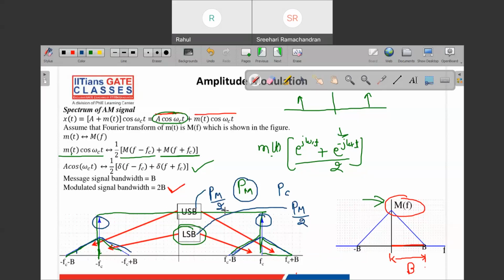Since in the frequency domain, the message is divided into two parts, one is the upper sideband, one is the lower sideband, you can say that the upper sideband contains half of the power and the lower sideband contains half of the power. So anything inside this rectangle, from minus fc to plus fc, contains the power of Pm by 2, and anything outside this rectangle contains another Pm by 2. I have not included these two impulses. Impulse power is separate, that is equal to Pc.